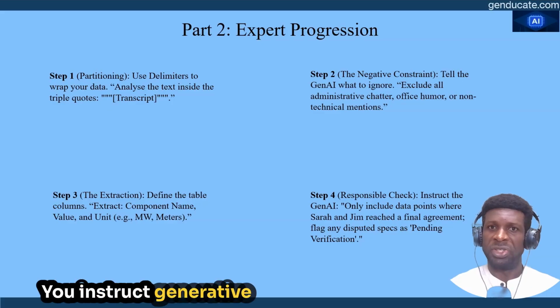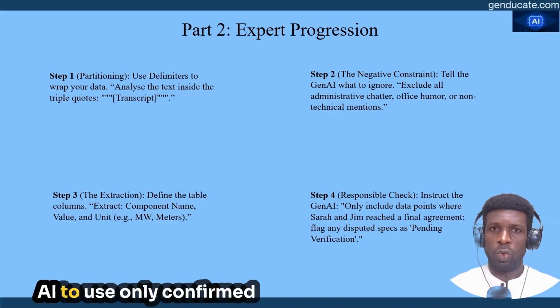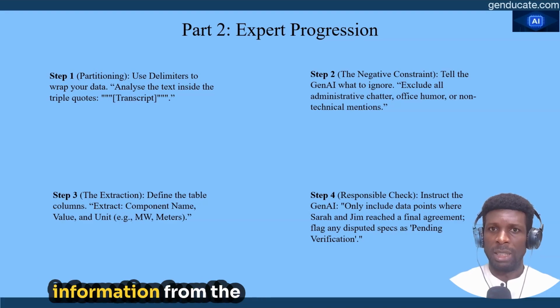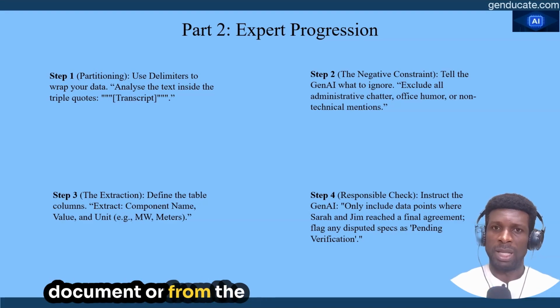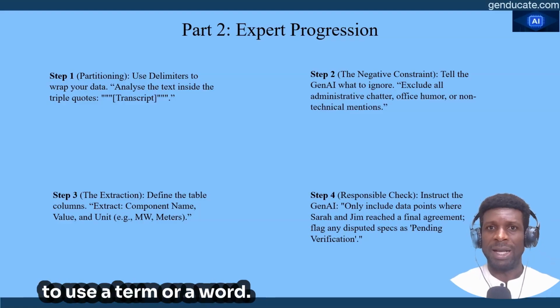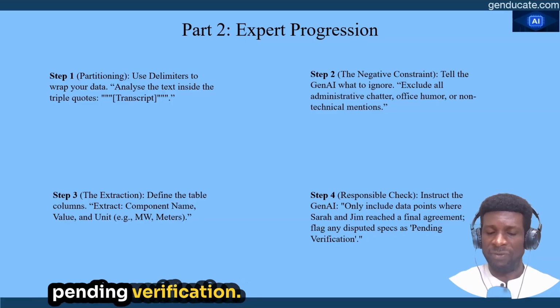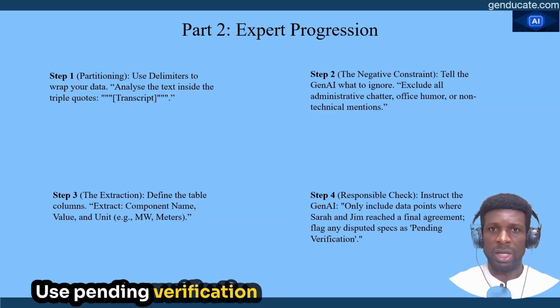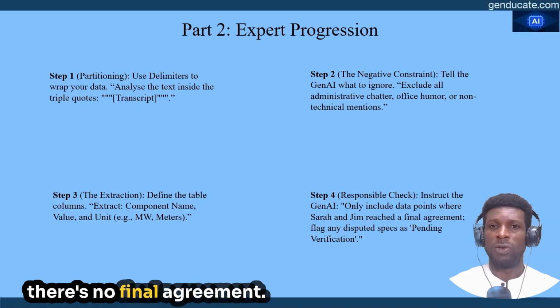You instruct generative AI to use only confirmed information from the document or from the text you're giving it, or from the transcript. And you ask generative AI to use a term or a word. In this case, we're using "pending verification." Use "pending verification" if it's not confirmed, if there's no final agreement.